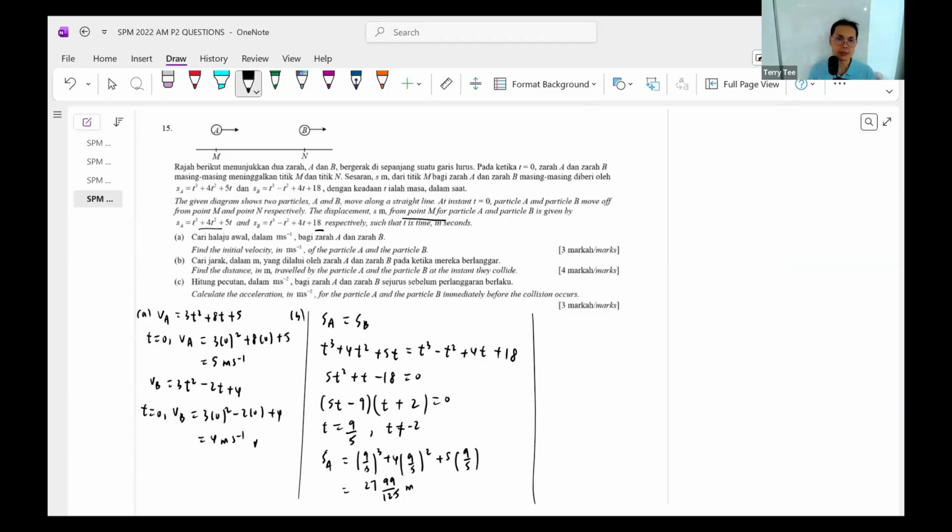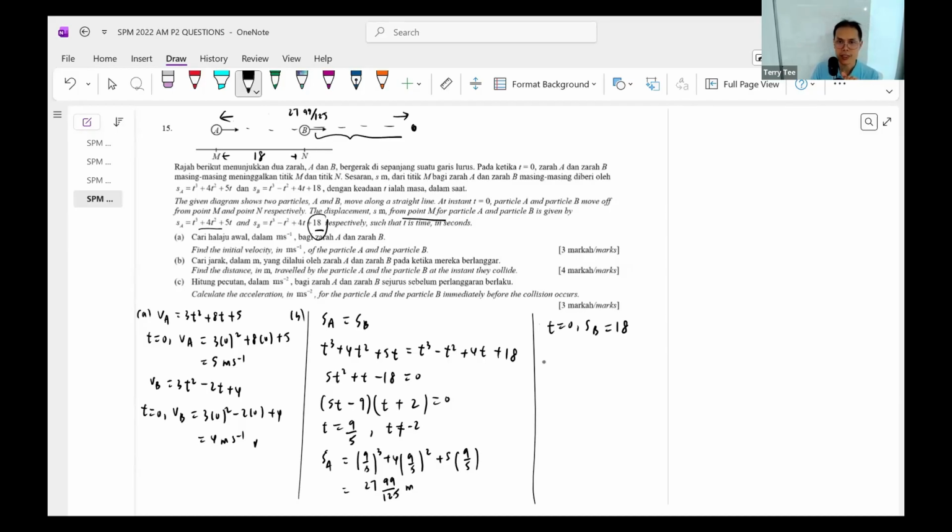Now I know some people would tend to go and substitute T equals 9 over 5 inside SB. No need. You know why I say no need? Who travels further? A, right? When they meet, A has already traveled 2799 over 125. Now we know for B, when T equals 0, what's your SB? SB is 18. See this? SB is already 18 meters ahead of A.